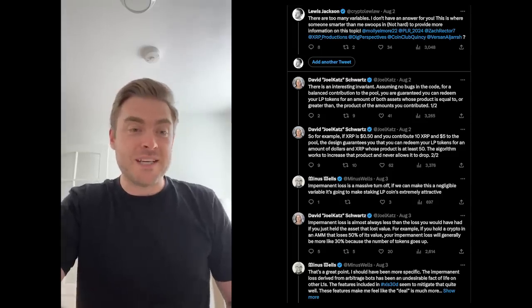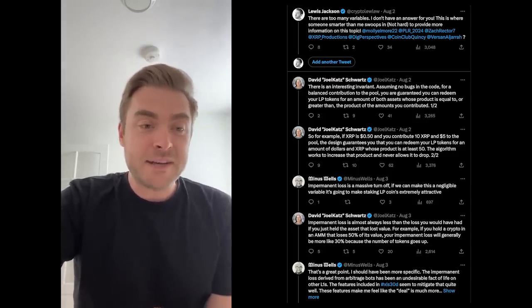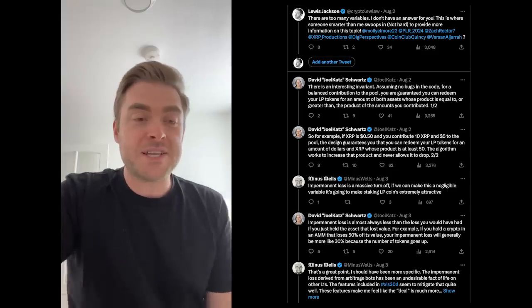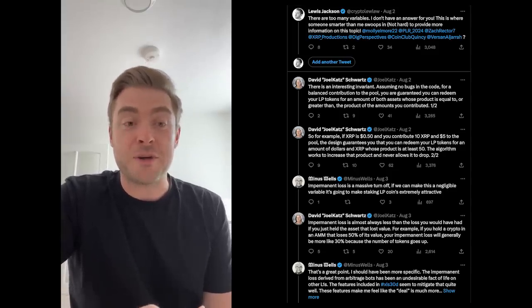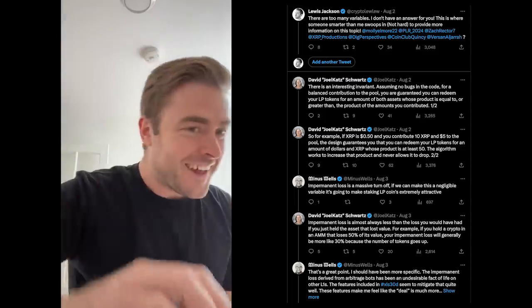Minus Wells then comes in and says, impermanent loss is a massive turnoff. If we can make this a negligible variable, it's going to make staking LP coins extremely attractive. To which David Schwartz replied to him. He was getting all in there with everyone.